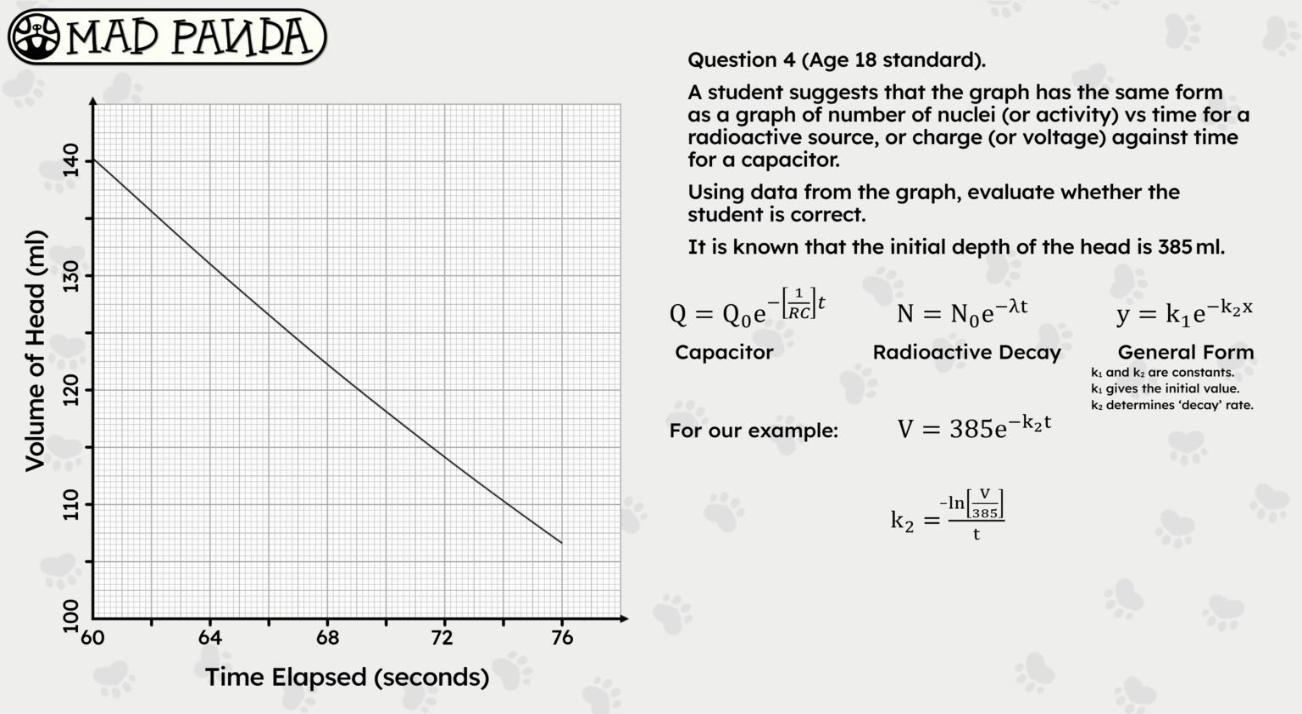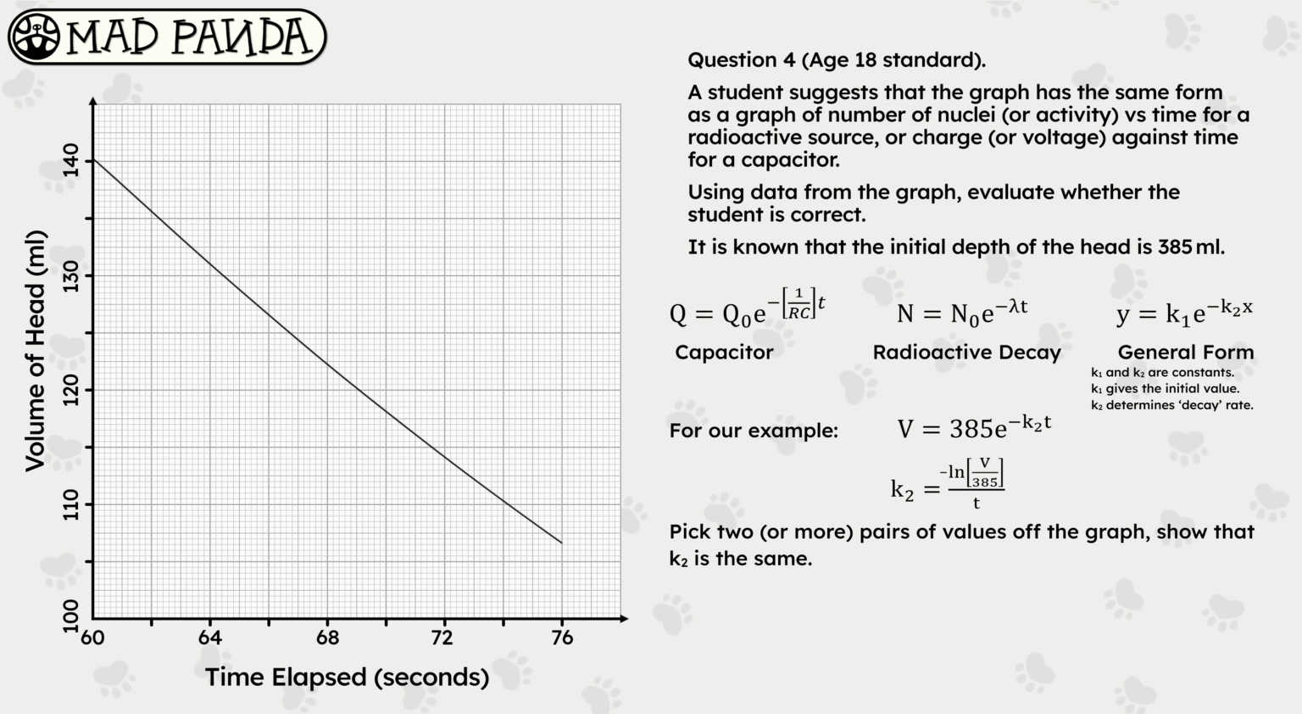Essentially, all we need to do now is pick 2 or more pairs of values off of the graph, put them into the equation that we've got and work out what K2 is, and if K2 is the same in each instance, then we've proved that it does follow this exponential decay form. I need to read one pair of values from the left-hand side of the graph and one from the right-hand side of the graph. So I'm going to start with 138 millilitres, which corresponds to 61.0 seconds.